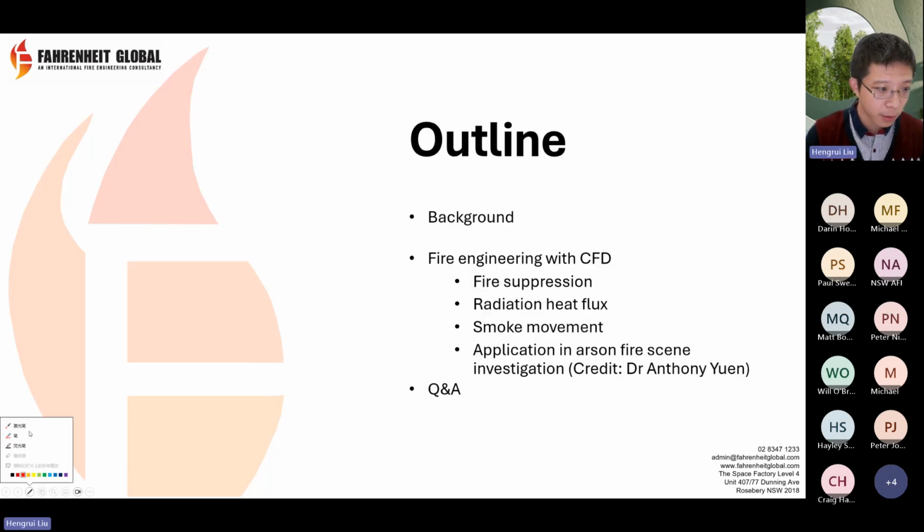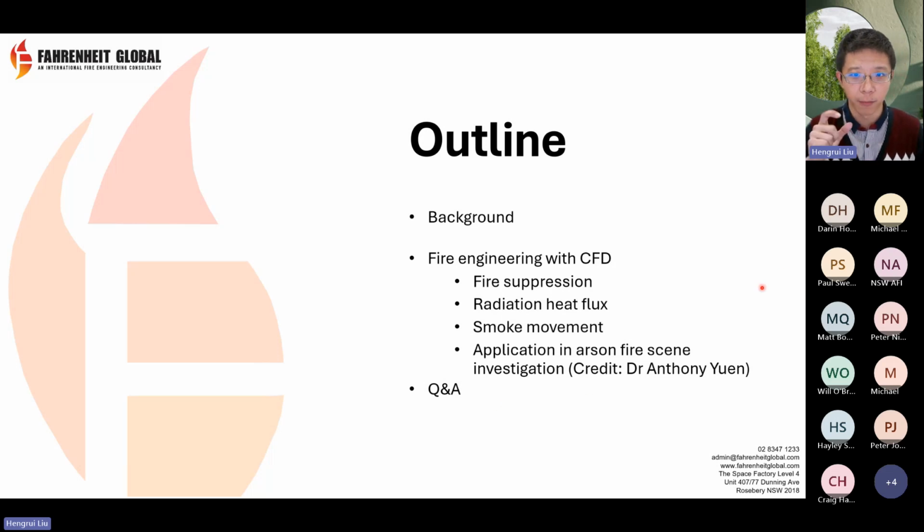let me draw on the laser. A bit of a presentation outline today will be a very short background and a bit of intro of myself. The main content today, I will basically divide into 3 to 4 sections. Fire engineering practice with computational fluid dynamics, we call CFD. So the topics will be on fire suppression. This is some work that I've done during my PhD, and radiation heat fluxes and smoke movement. These 2 are the work we've done with Fahrenheit Global. So they are real world scenarios and real world problems.